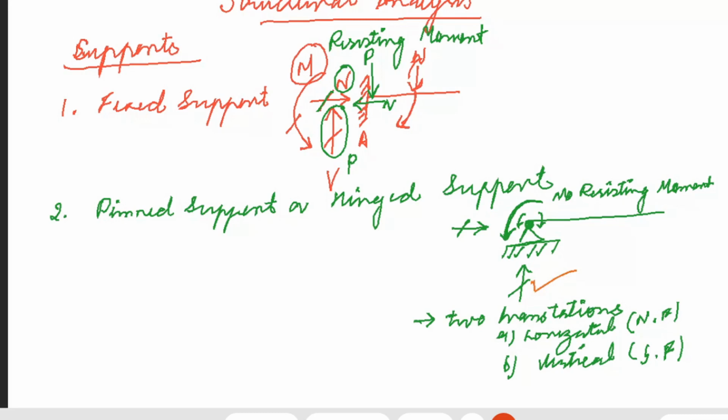Now, the third one is roller support. What does the roller support mean?